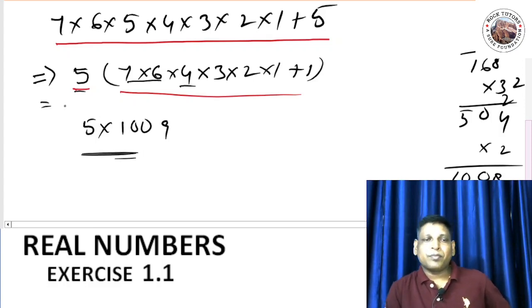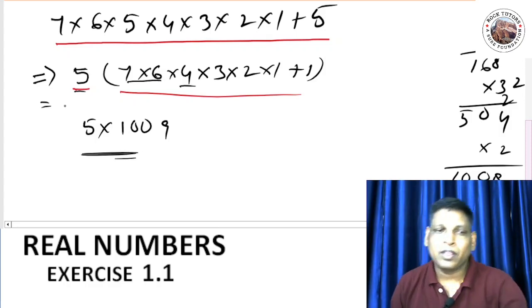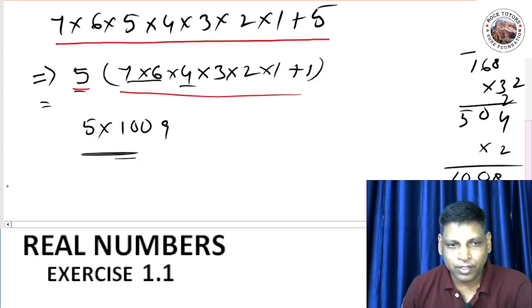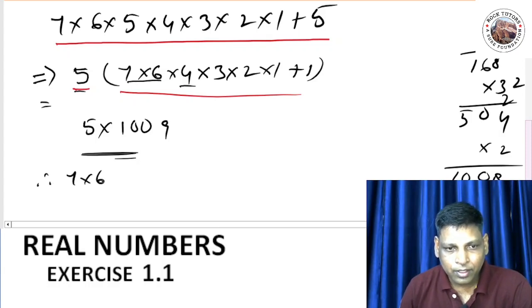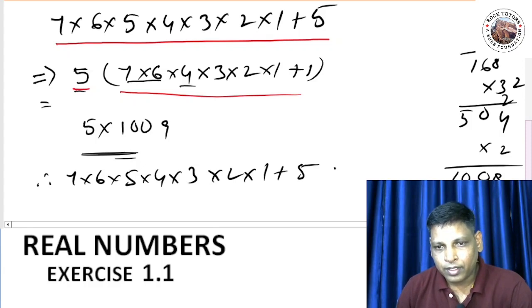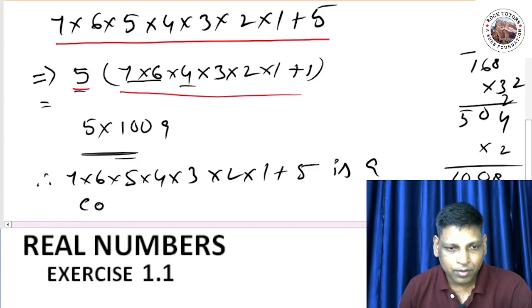So what is the conclusion? 7 into 6 into 5 into 4 into 3 into 2 into 1 plus 5 is a composite number. Why? Because I can write the number in the form of a product of two numbers. So therefore, you can say that 7 into 6 into 5 into 4 into 3 into 2 into 1 plus 5 is a composite number.